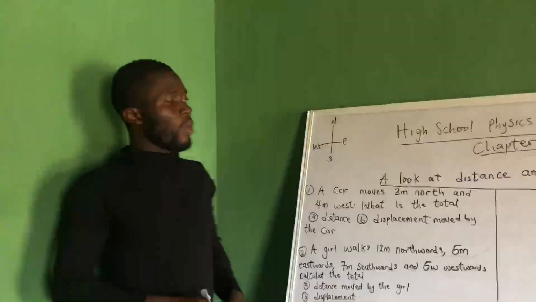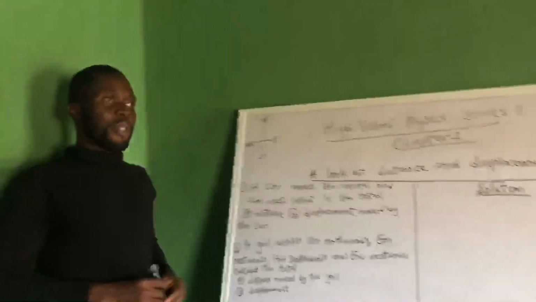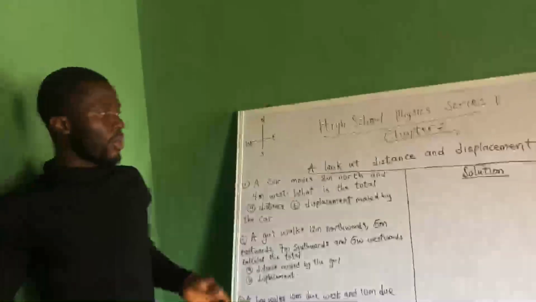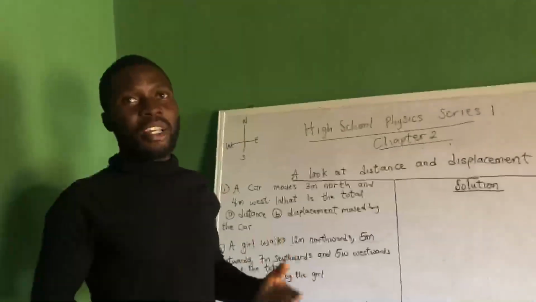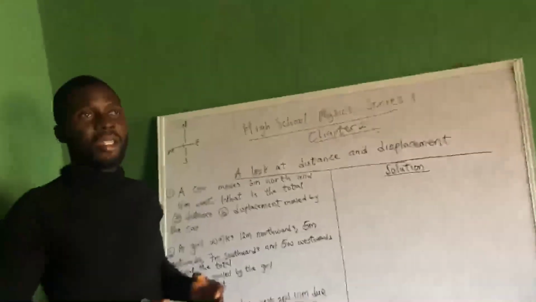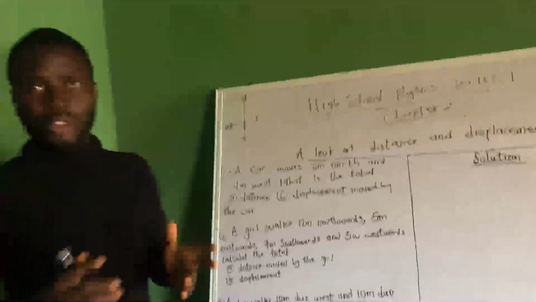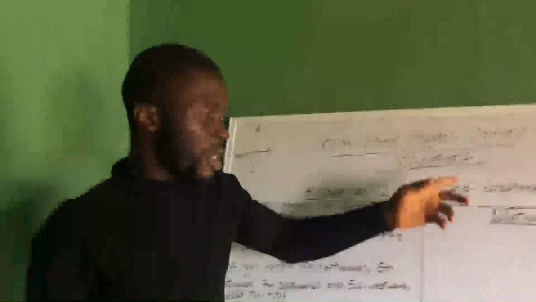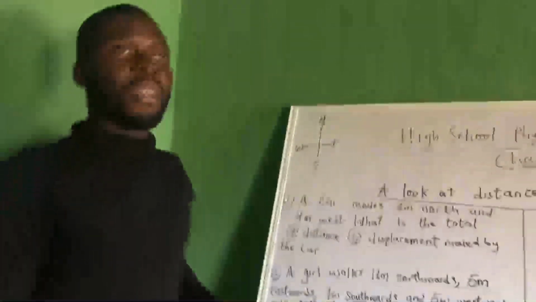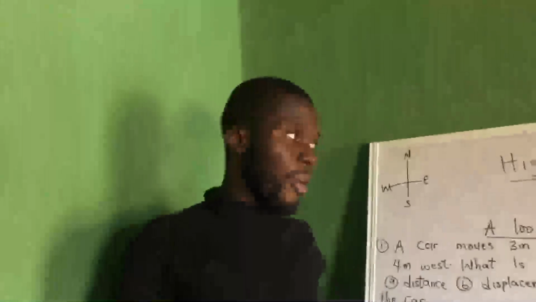Now let's take a look at distance and displacement. As earlier pointed out, I said that distance is an example of a scalar quantity. Why? Distance has just magnitude, no direction. Displacement, on the other hand, is an example of a vector quantity. Why? Because displacement has both magnitude and direction.